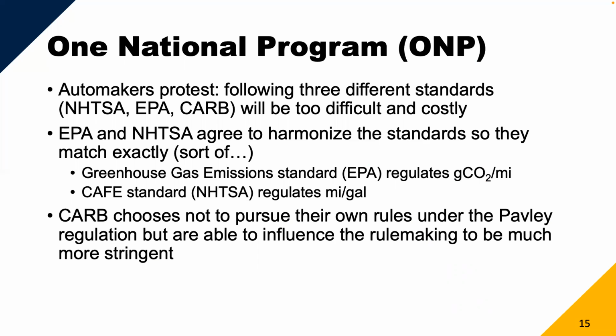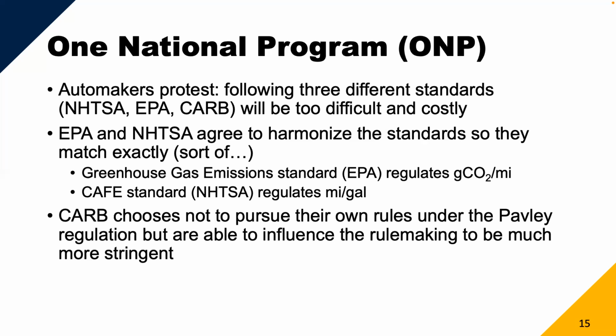So these 3 agencies come and sit at the table and they agree to harmonize the standards so they basically match for the most part. Not completely, but generally they're going to match. So the CAFE standards, again, are going to regulate miles per gallon. And now there's this new thing, the EPA called the Greenhouse Gas Emission Standard, which is almost completely analogous to the CAFE standards. And this regulates grams of CO2 per mile. And now they are, for the most part, the same.